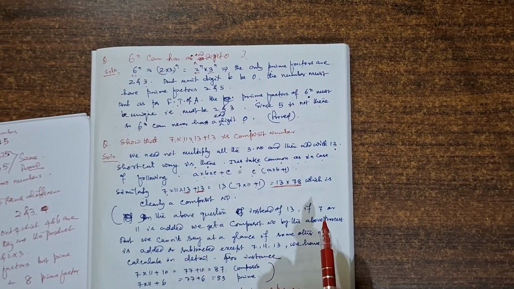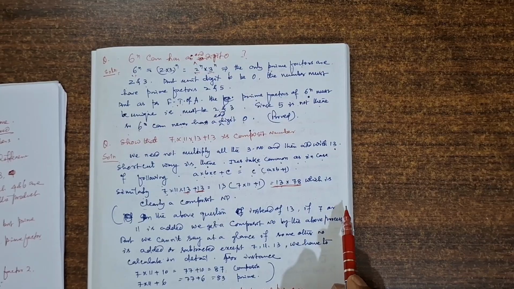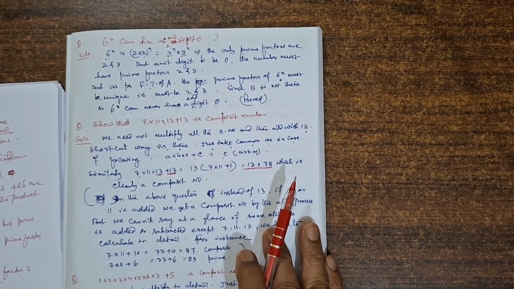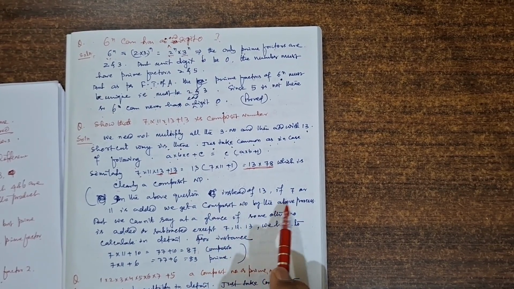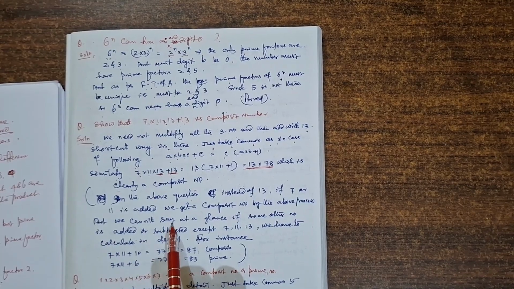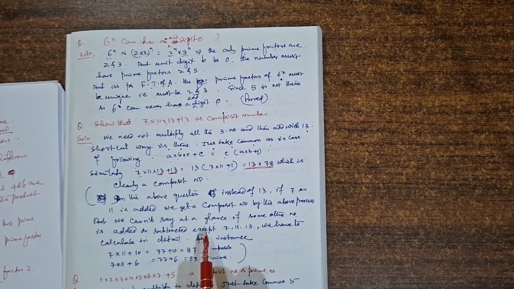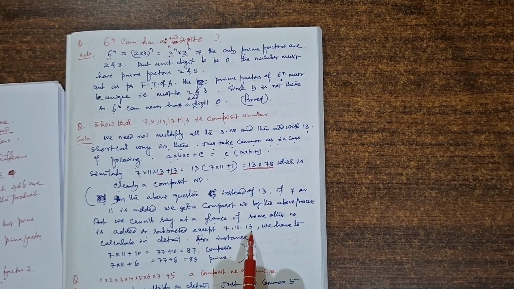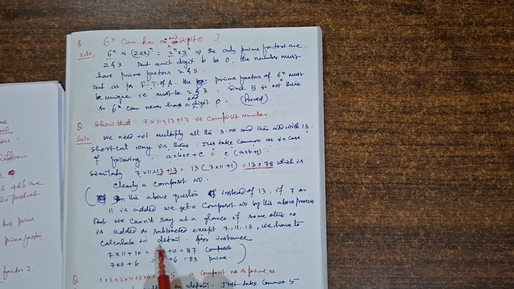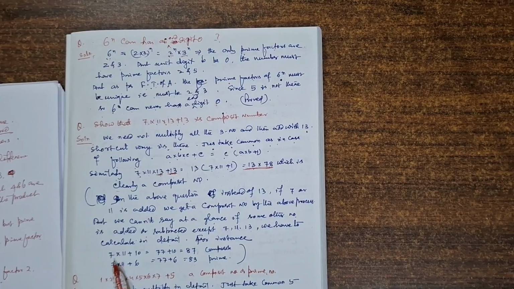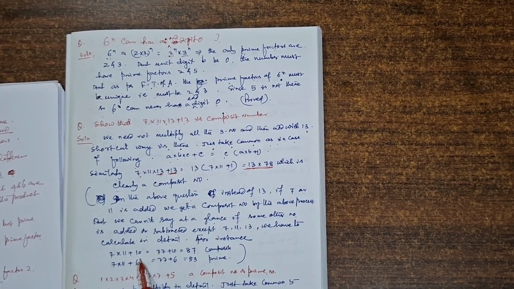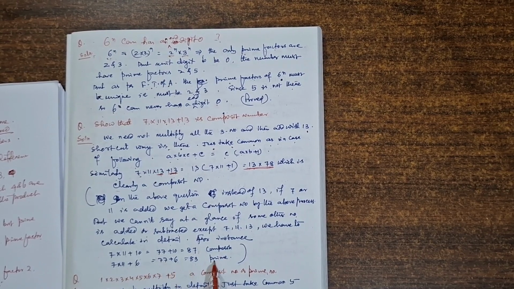In the above question, instead of 13, if 7 or 11 is added, we get a composite number by the above process. But we cannot say at a glance if some other number is added or subtracted except 7, 11 and 13. We have to calculate it in detail. For instance, 7 into 10 plus 10 is equal to 77 plus 10 is equal to 87, composite. 7 into 11 plus 6, 77 plus 6, prime.